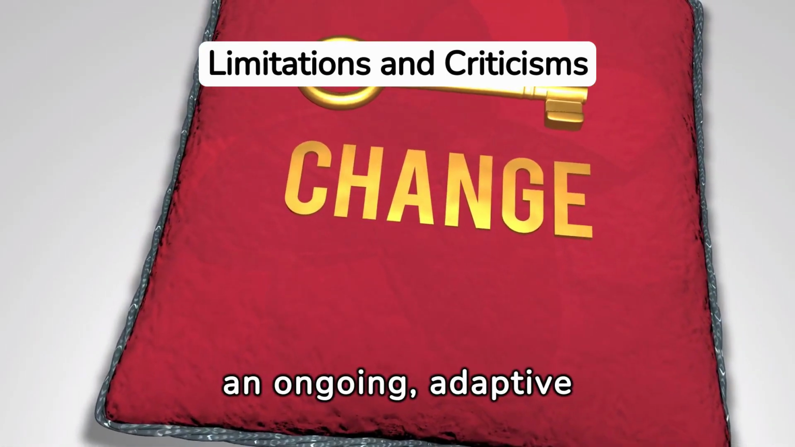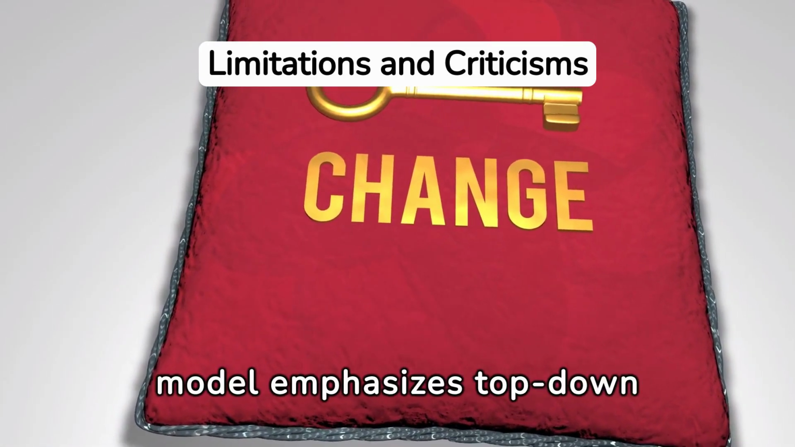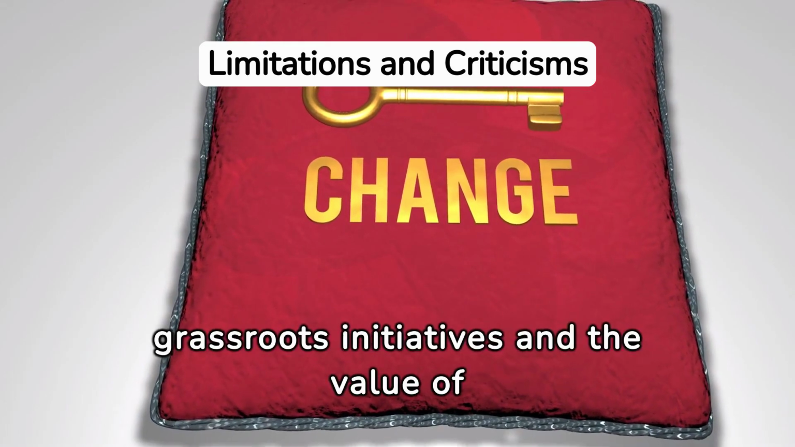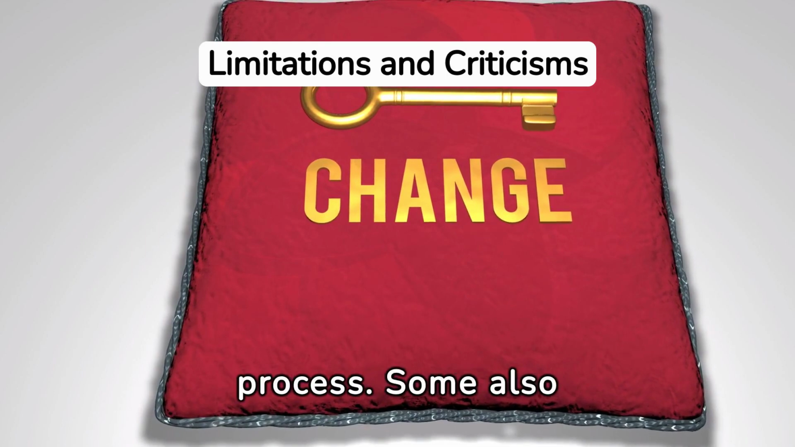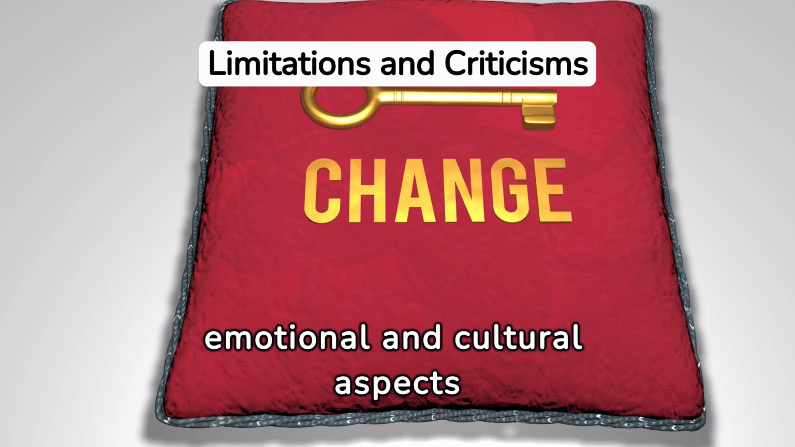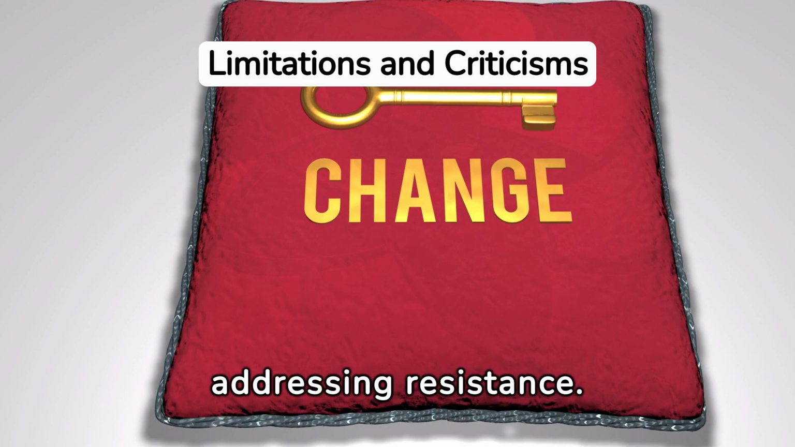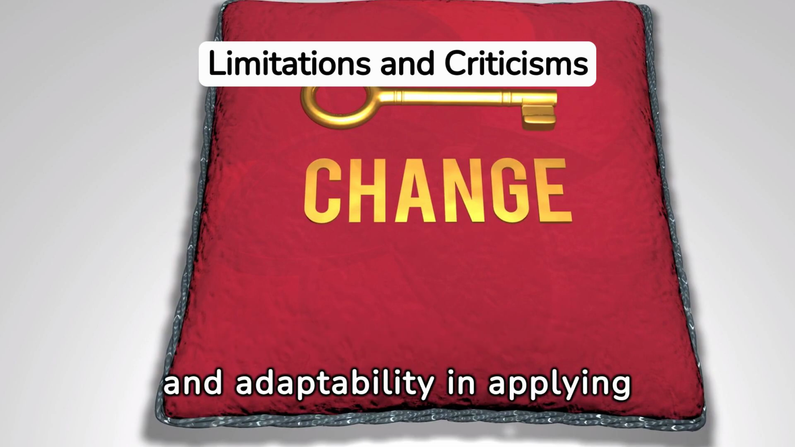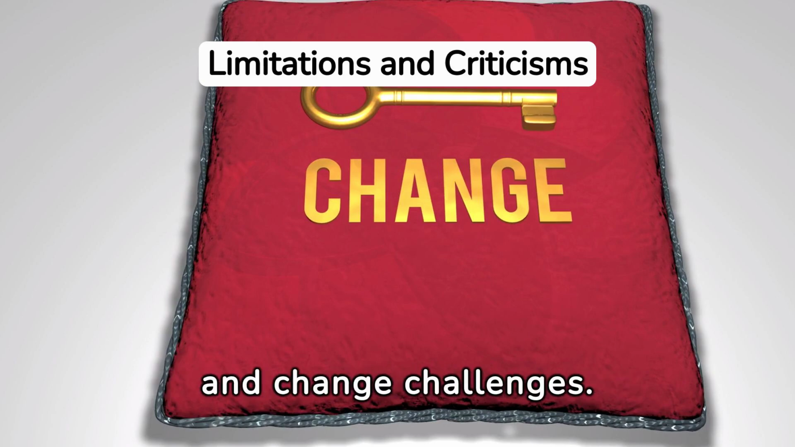Additionally, Kotter's model emphasizes top-down change, potentially underestimating the importance of grassroots initiatives and the value of engaging employees at all levels in the change process. Some also point out that the model may lack sufficient emphasis on the emotional and cultural aspects of change, which are critical for gaining buy-in and addressing resistance. These criticisms highlight the need for flexibility and adaptability in applying Kotter's principles to diverse organizational contexts and change challenges.